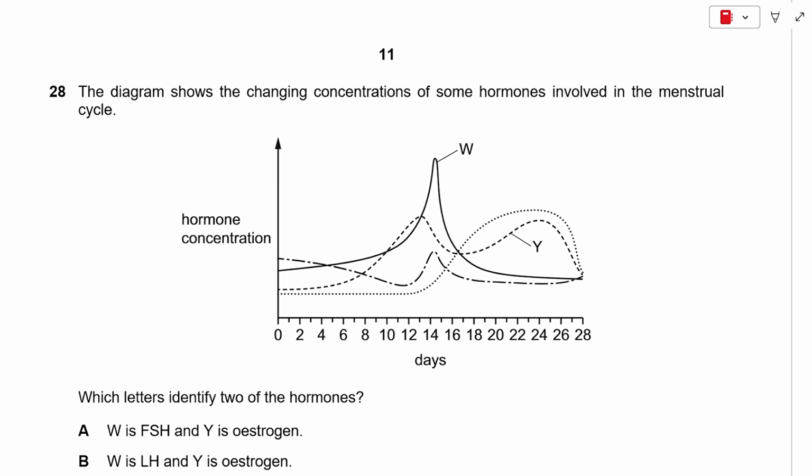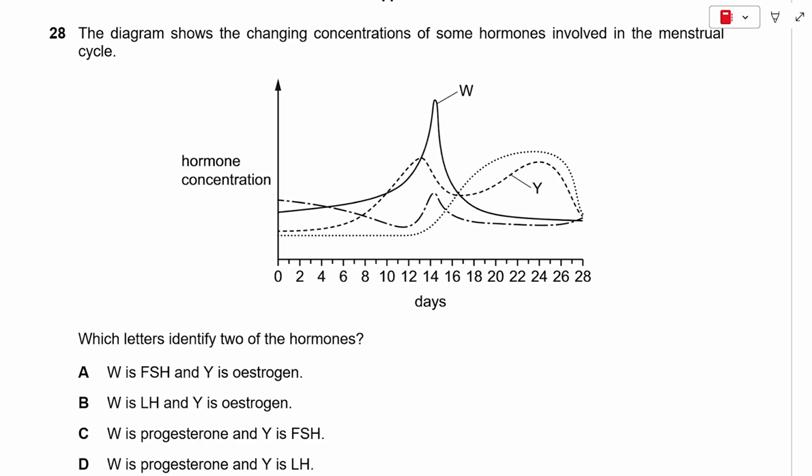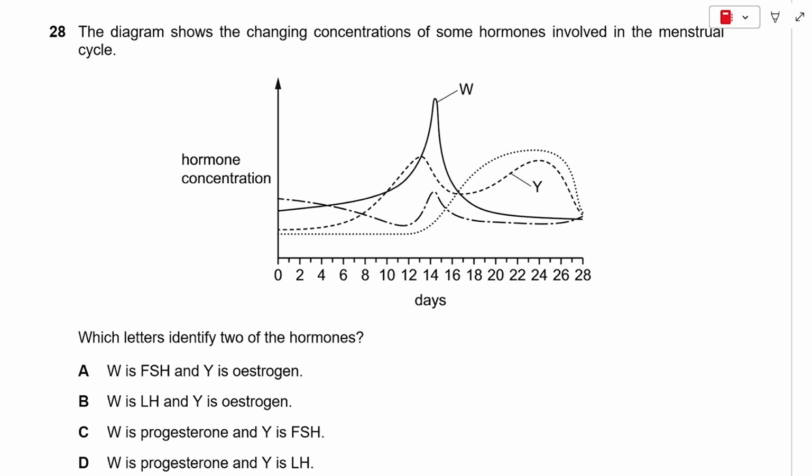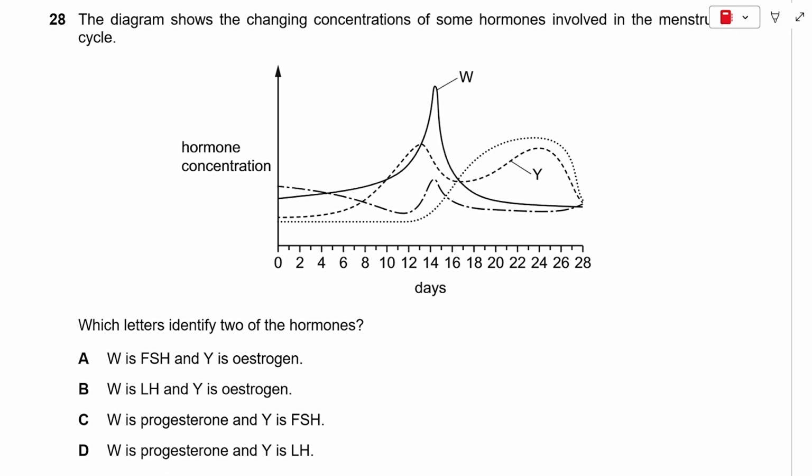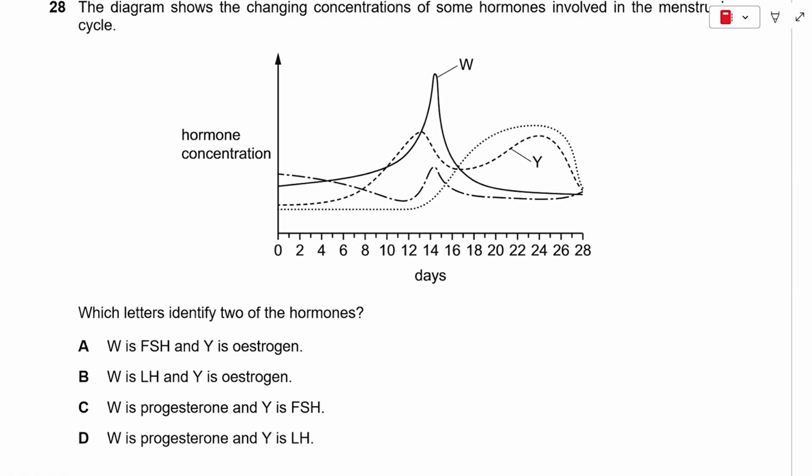Question 28 says, the diagram shows the changing concentrations of some hormones involved in the menstrual cycle. So here we have our graph and we have different hormones, all right? Which letters identify the two hormones? So we have hormone W and hormone Y. All right. So we have this hormone which is existing at a very low amount, and then it picks up after day 14 after ovulation.